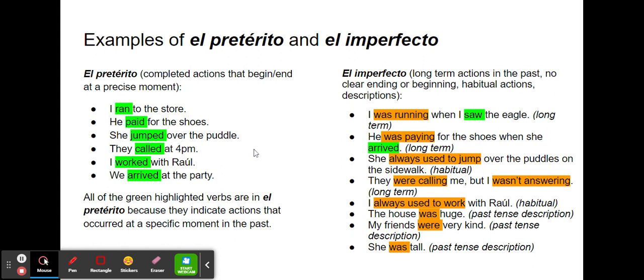One thing that I want to point out about el imperfecto is the words was and were are often paired with imperfecto in English. In Spanish, we'll do it differently. We'll learn that later. But if you're trying to determine if a certain sentence in English will require imperfecto or not, if it's using was or were, it's probably going to use imperfecto. I was running. He was playing. They were calling. I wasn't answering. The house was huge. My friends were kind. She was tall. A lot of times that's a flag for el imperfecto.